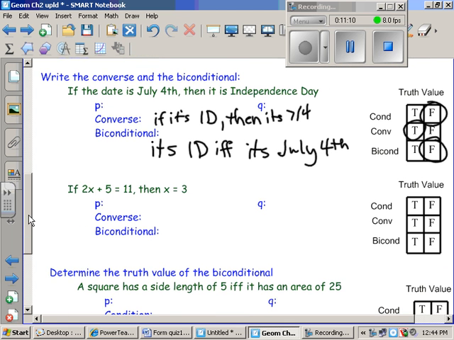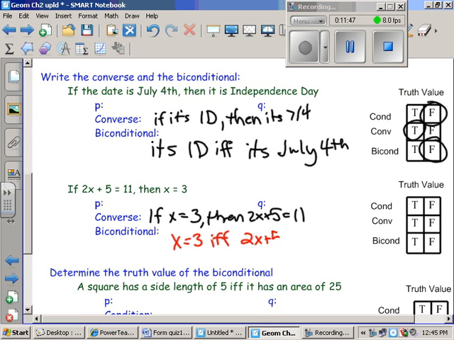How about this one? If 2x plus 5 equals 11, then x equals 3. What's the converse of that, Gabby? Okay. If x equals 3, then 2x plus 5 equals 11. And what would the biconditional then be? Haley? Right. X equals 3 if and only if 2x plus 5 equals 11.